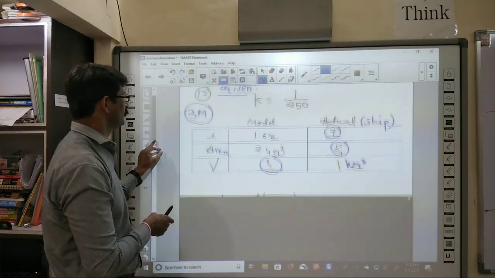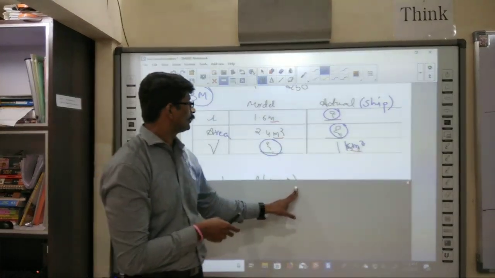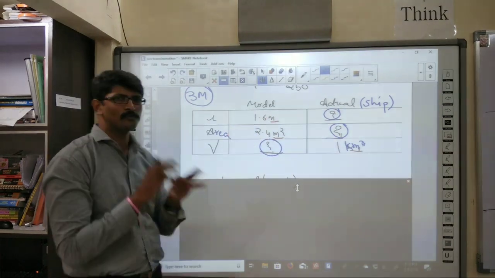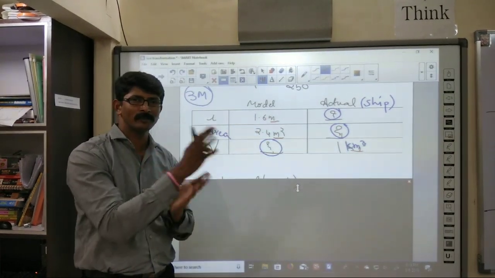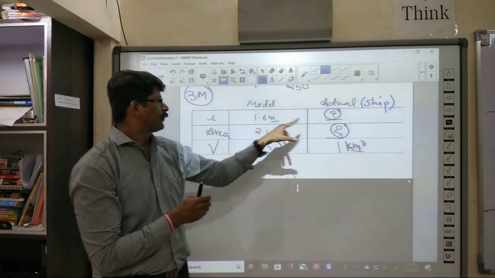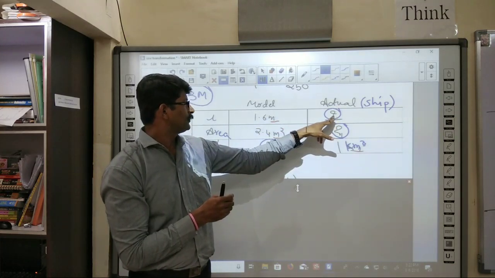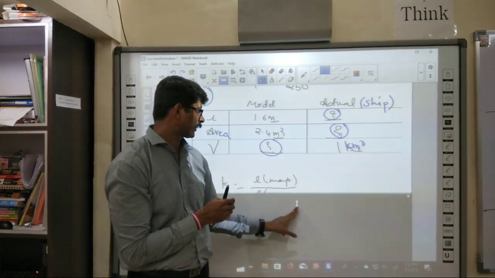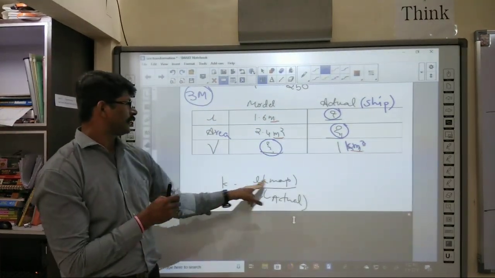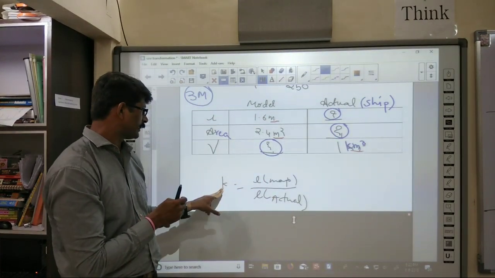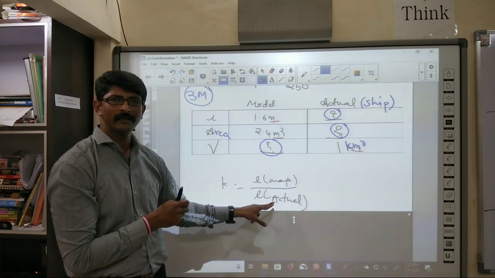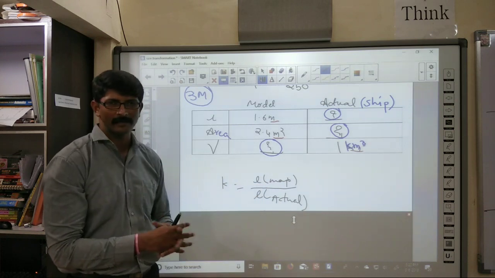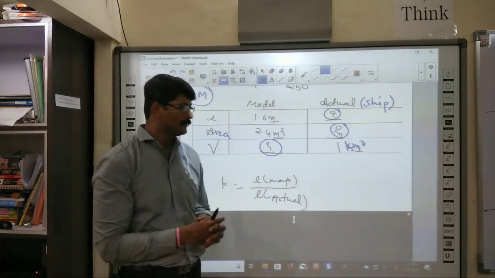So let's go ahead. What we have to calculate is the actual length of the shape. So which formula are we going to use? Refer to your formula page. K is equal to length on map upon length actual. Or you might have written length on map is equal to K times length actual. Both are one and the same formula.